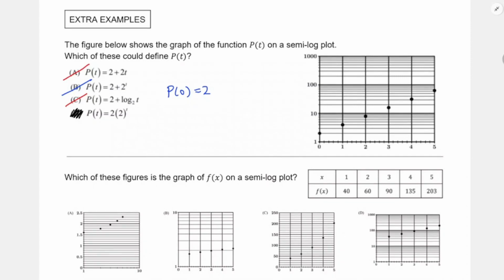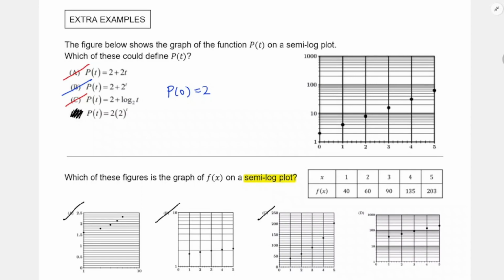Right? And then on the other one, which of these figures is the graph of f on a semi-log plot? Okay, and I've seen other ones like this. Some of the answer choices aren't even graphed on a semi-log plot. So I'm getting rid of A and C. These are not semi-log plots. Just get those out of there, right? Because it said it had to be on a semi-log plot. And then let's look at the output values. 40, 60, 90, 135, 203. These are numbers that are definitely bigger than 10. So B is going to be out as well because all of those output values are much smaller than 10.